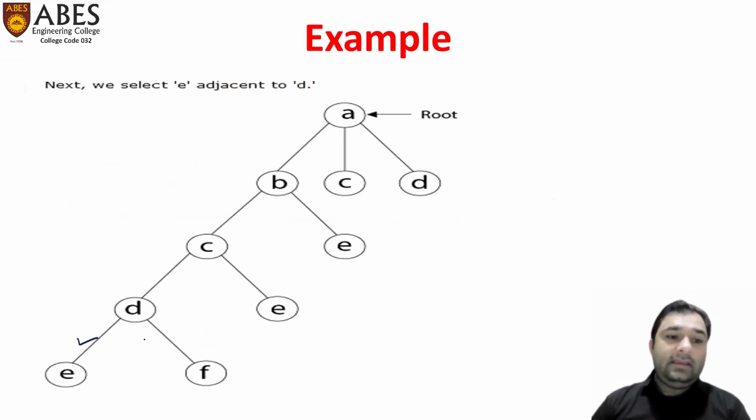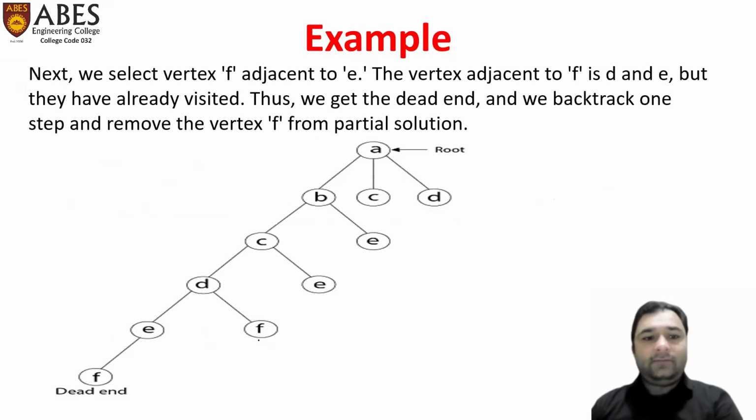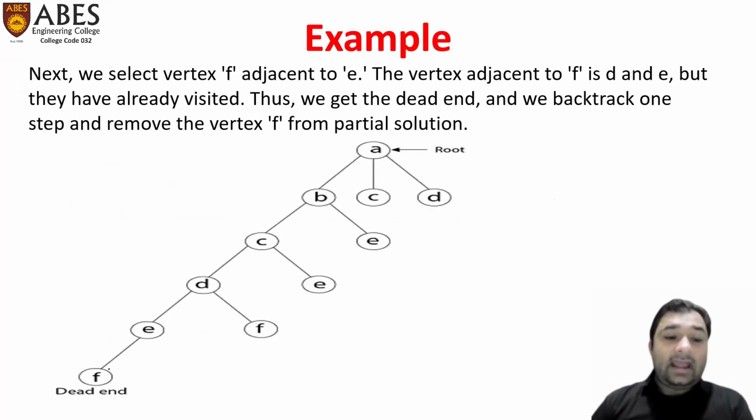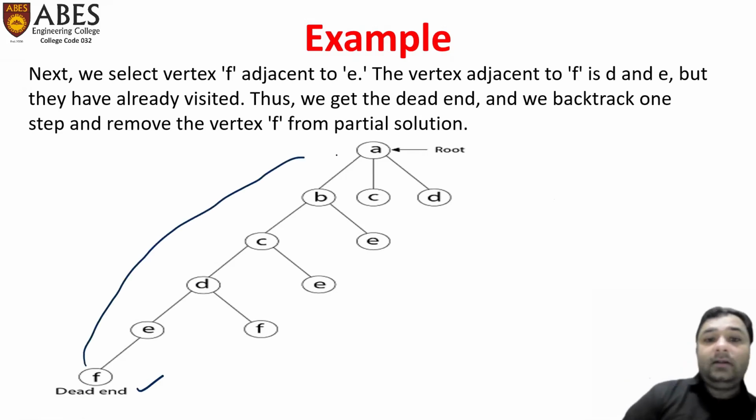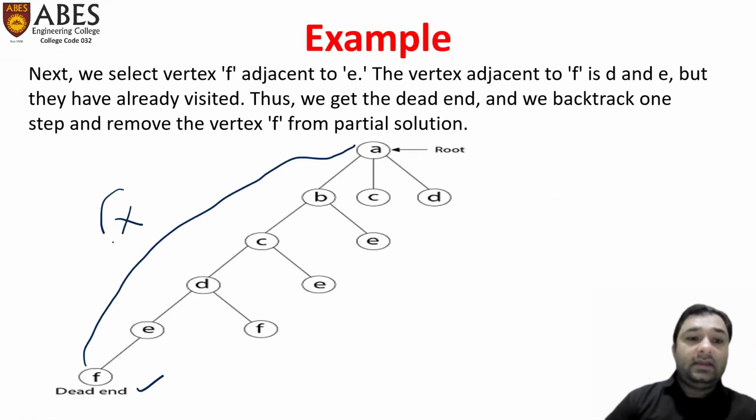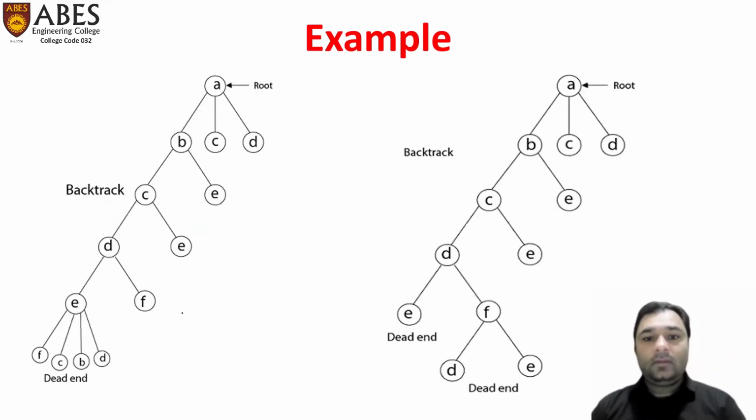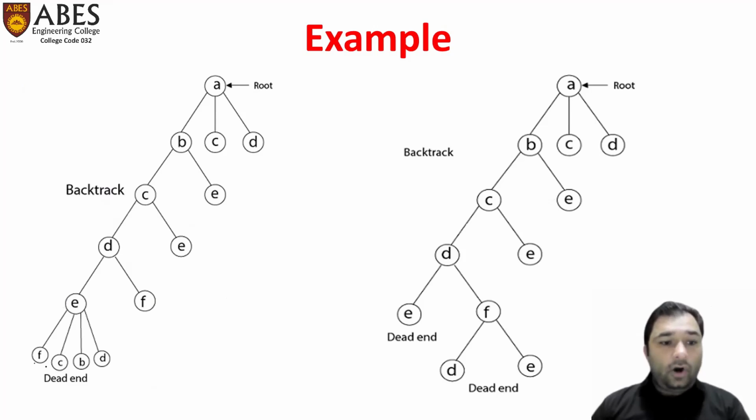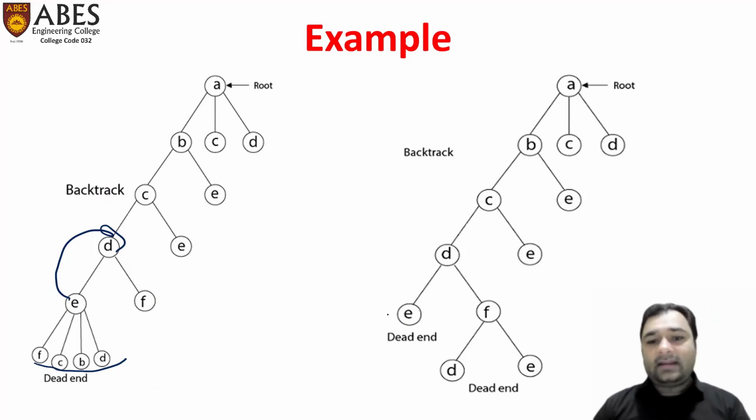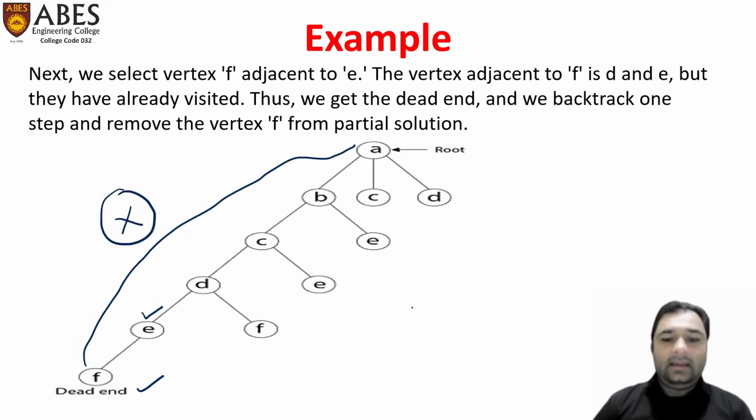In D, we will see E and F. Then after seeing E, we will get F, and here we get a dead end because we are not able to reach A from this. Hence, we backtrack to E. E has all the possibilities exhausted, hence we backtrack to D. Once backtracking to D, we get a dead end here. From D, we get F. Here, then again a dead end. And then E. So we simply backtrack again to C.